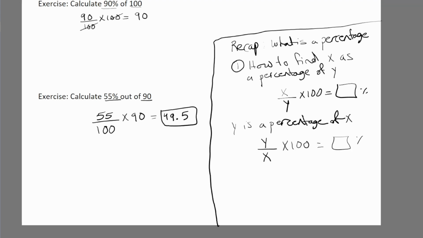And finally, we learned how to find x% of y, where we simply just multiply out. So you just multiply x over 100 multiplied by y, and you would get your answer.